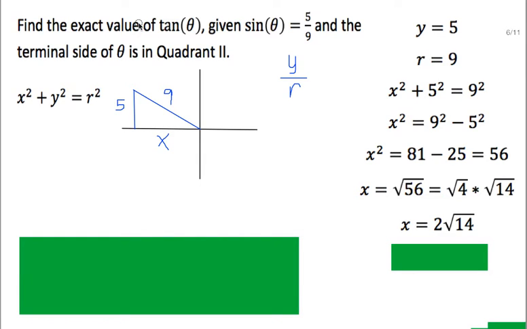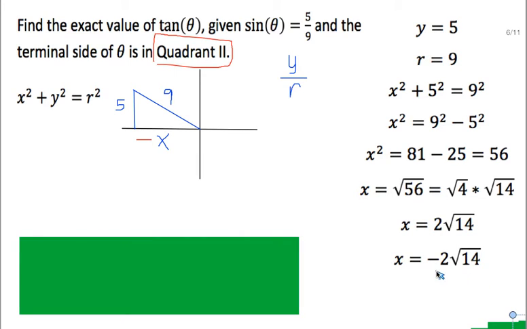However, don't forget that we are in quadrant 2. So my x value is negative in quadrant 2. So my x value is actually negative 2 times the square root of 14. Okay? So now I know my y value, my r value, and my x value. I'm ready to figure out what tangent theta is.